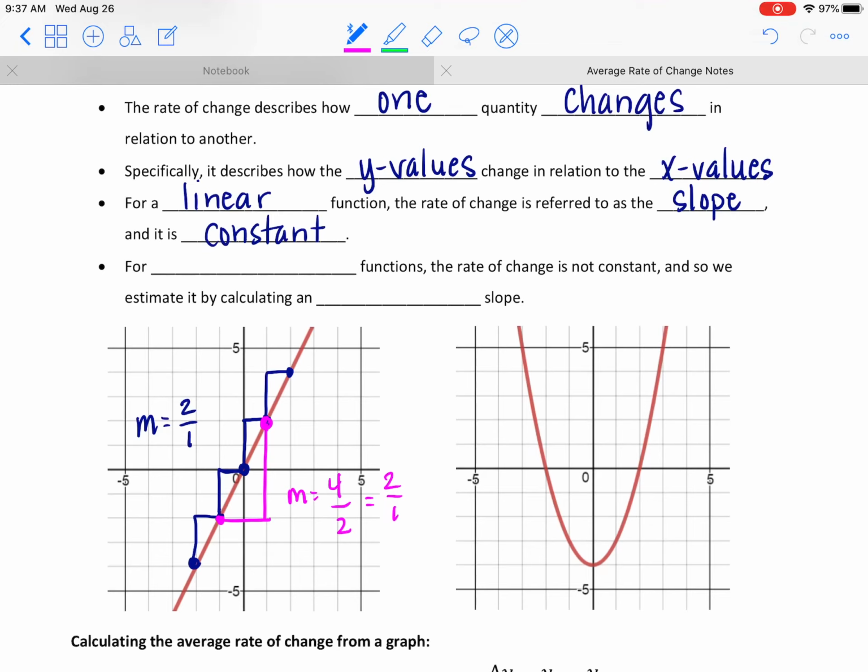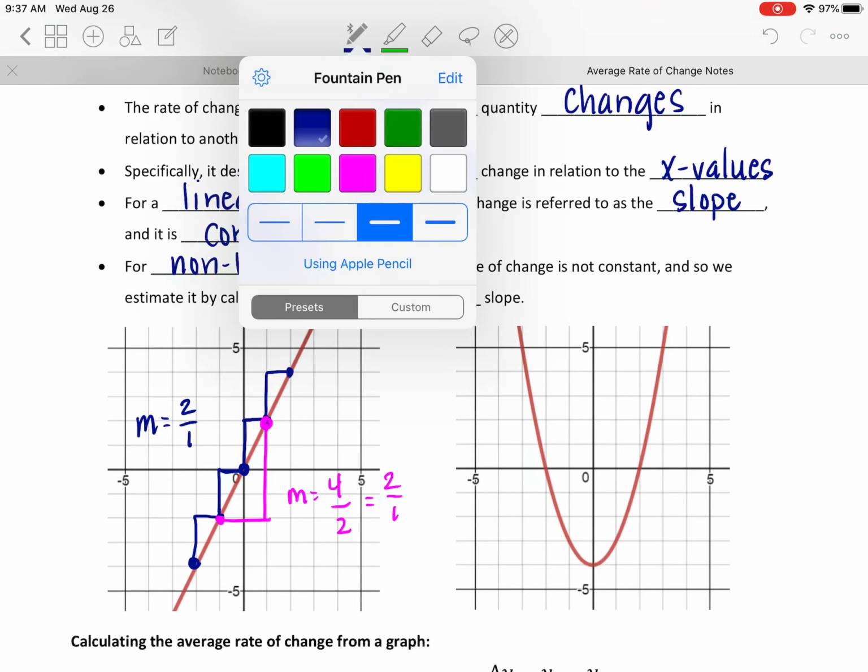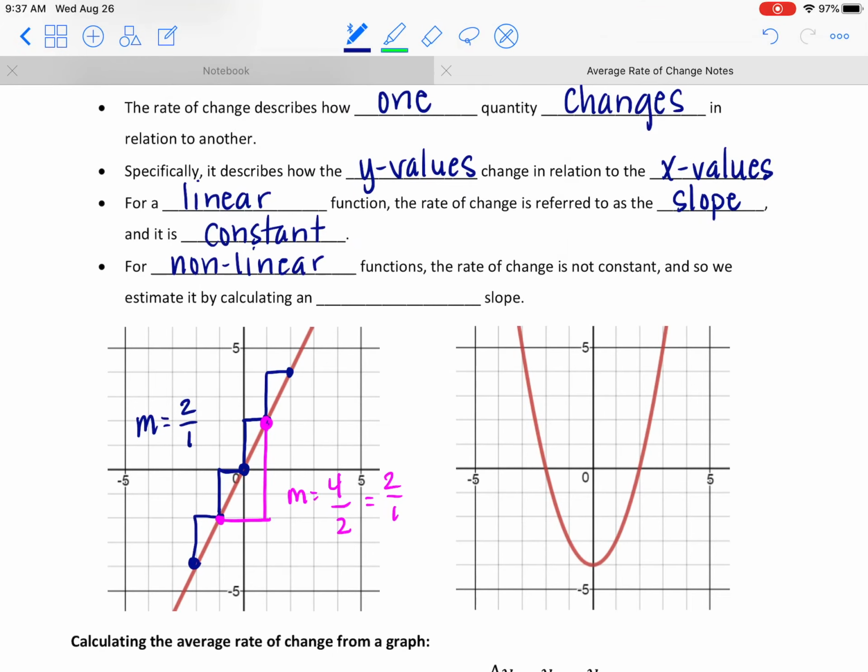Now if you're looking at a function that isn't linear, so for other functions, non-linear functions, then the rate of change isn't constant. Okay, so let's jump over here to this parabola. Let me start at the origin here. To get to the next point, moving to the left, I would have to rise 1 and run 1. So between those 2 points, my slope would be 1 over 1, or just 1.